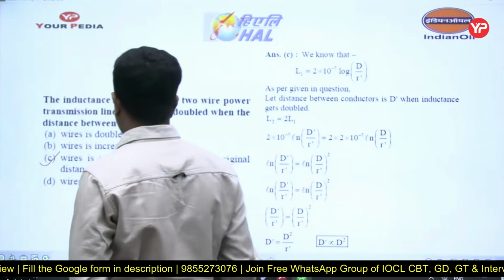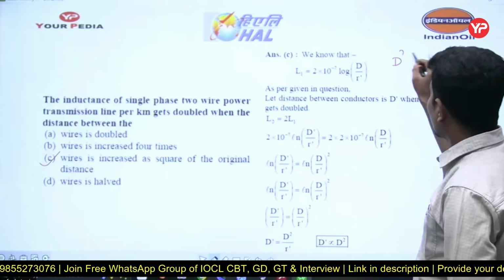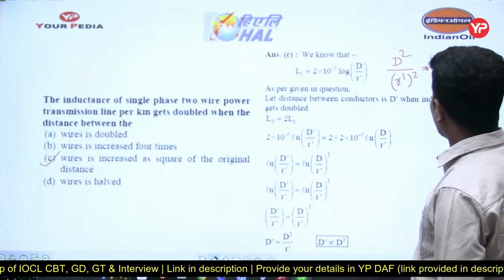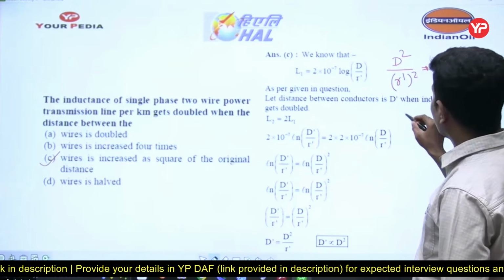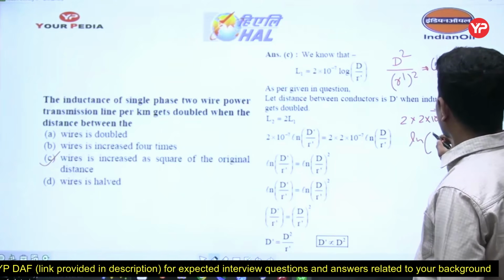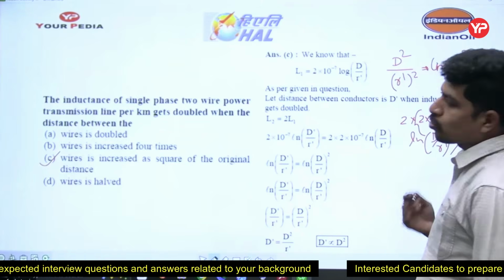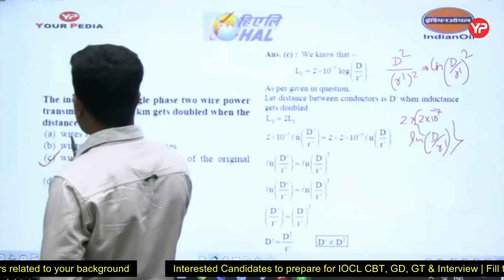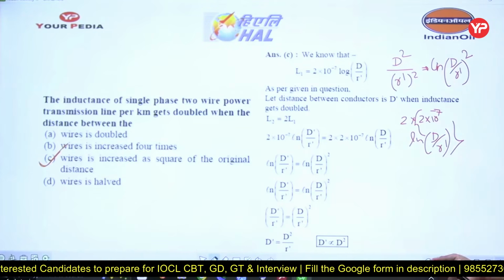The option is C. The reason is, actually, D should be squared and r dash should be squared, then you get ln of (d by r dash) whole square. Then 2 will come to this side: 2 into 10 to the power of minus 7 into ln of d by r dash. Now this is going to double, means the ratio should be squared. But that is not there in the options. More or less option C is near. It is not exact, it is near.